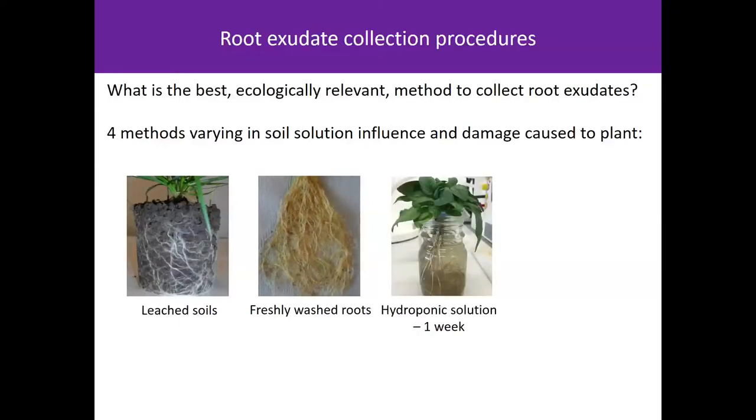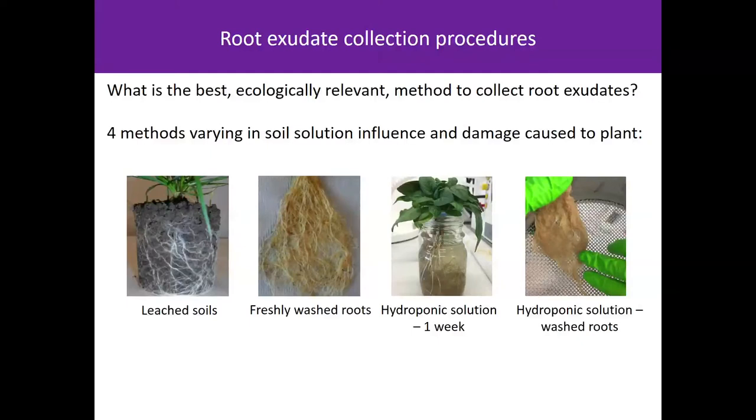And thirdly, we developed this hybrid hydroponic soil system where we grew the plants in the same system as the leached and freshly washed soils, but 1 week prior to root exudate collection, we transferred them to a hydroponic solution that we made from a soil solution extracted from the same soil that the plants had been growing in. So what we consider to be most reflective of the soil environment that the plants were accessing anyway. And we gave them 1 week to regenerate their root tissue in equilibrium in this system.